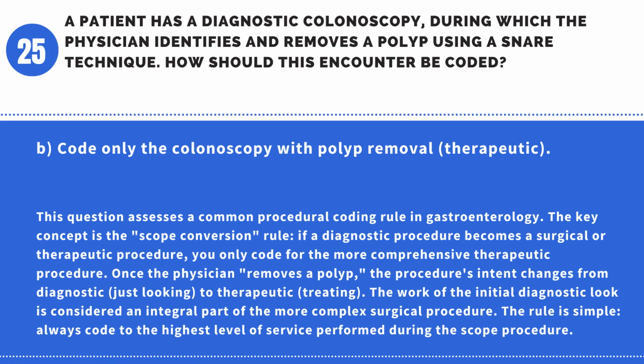Answer: B. Code only the colonoscopy with polyp removal, therapeutic. This question assesses a common procedural coding rule in gastroenterology. The key concept is the scope conversion rule. If a diagnostic procedure becomes a surgical or therapeutic procedure, you only code for the more comprehensive therapeutic procedure. Once the physician removes a polyp, the procedure's intent changes from diagnostic, just looking, to therapeutic, treating. The work of the initial diagnostic look is considered an integral part of the more complex surgical procedure. The rule is simple: always code to the highest level of service performed during the scope procedure.